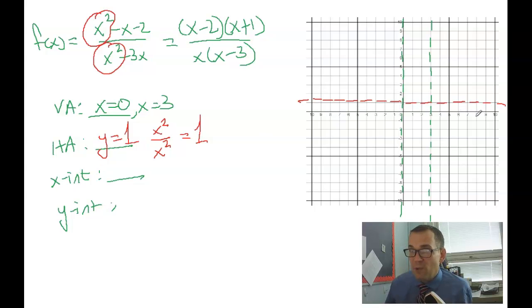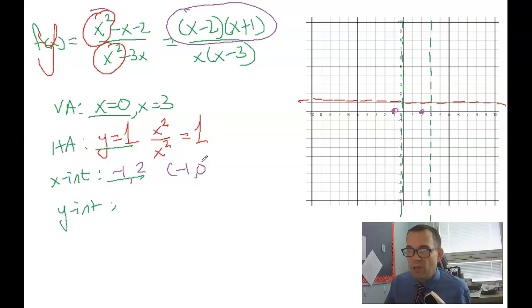X-intercepts are where the y value is 0. Y is equal to this fraction. This fraction is 0 whenever its numerator is 0. Therefore, my x-intercepts will be whatever makes this 0. That happens when x equals 2. When x equals 2, the numerator is 0, and when x equals negative 1, the numerator is 0. So you can just say negative 1 and 2 for this. You don't need to write ordered pairs. But if you were to, it would look like this. When you say x-intercept, it's implied that the y value is 0, so you don't need to write that.